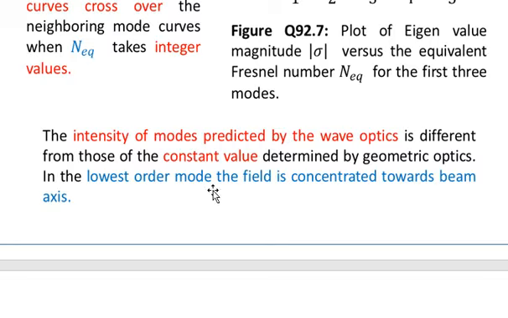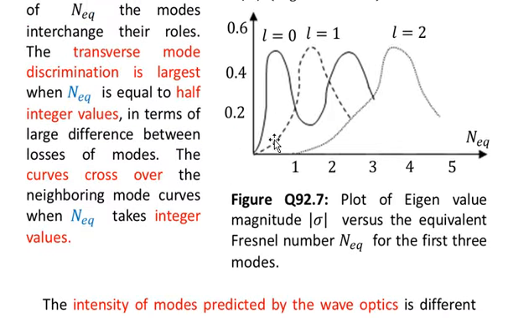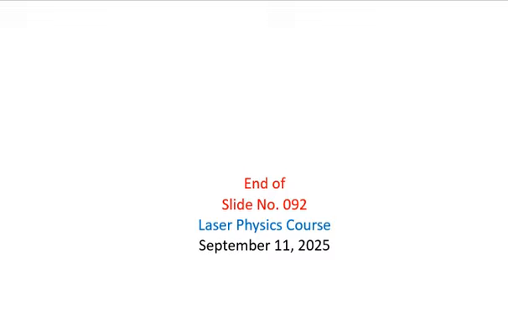In the lowest order mode, the field is concentrated towards the beam axis. For example, when the peak is approaching the highest value, it means that it is being concentrated at the beam axis. So I think that I have given a detailed description, and it covers the analysis of the unstable resonators from both the geometric point of view and the wave optics point of view. So this is the end of slide number 92.